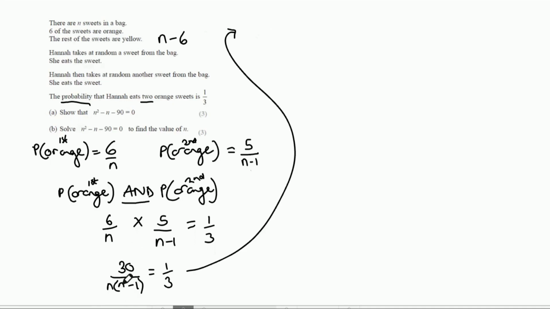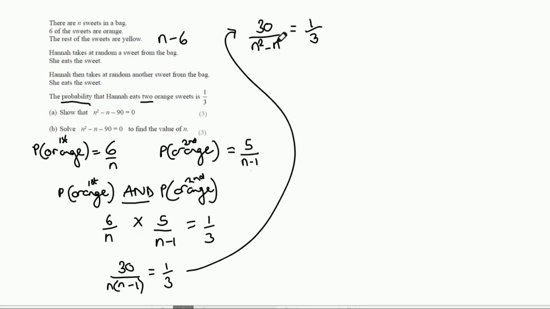So n times n is n squared, and n times minus 1 is minus n. So we get 30 over n squared minus n, and that's equal to a third. Now it's starting to look better because we've got a quadratic term on the denominator here, and we do need to get a quadratic equation.